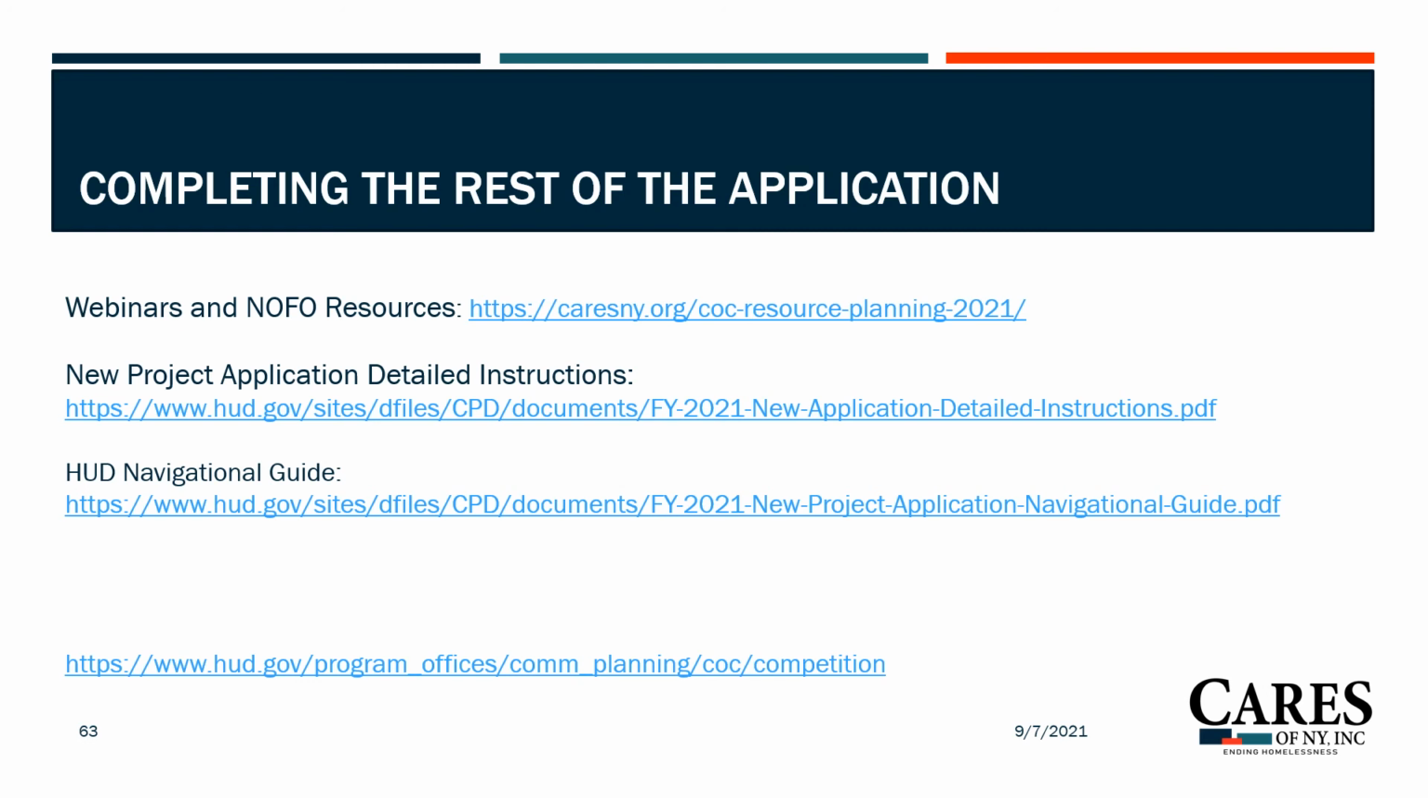For these sections, CARES strongly recommends that you utilize the new project application detailed instructions to view what specific information should be included in each question and section for the remainder of the application. If you need more technical assistance completing your application through ESNAPS, check out the HUD Navigational Guide for new projects. You can find this information online at the links provided. CARES also provides a webinar to walk through the detailed instructions for new project applications.